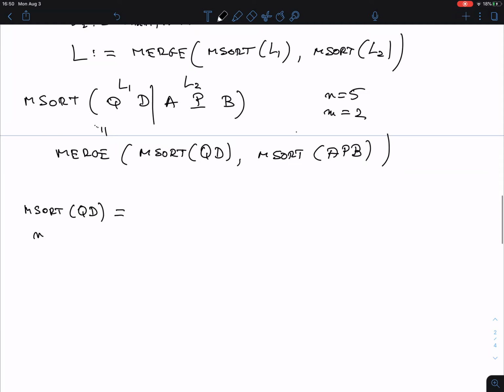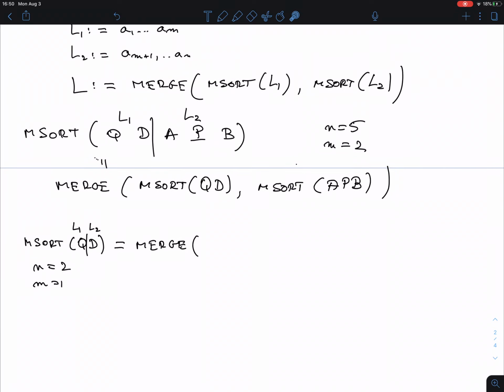Okay, so in this case, n is 2, right? And so my m will be 1. So this is how I'm going to split my list now. This is going to be my new L1 and new L2. So M sort is going to be merging, right? I'm applying again this thing here. This list is going to be the merge of M sort of the first part of the list, so M sort L1, which is just Q, and M sort of L2, which is just D.